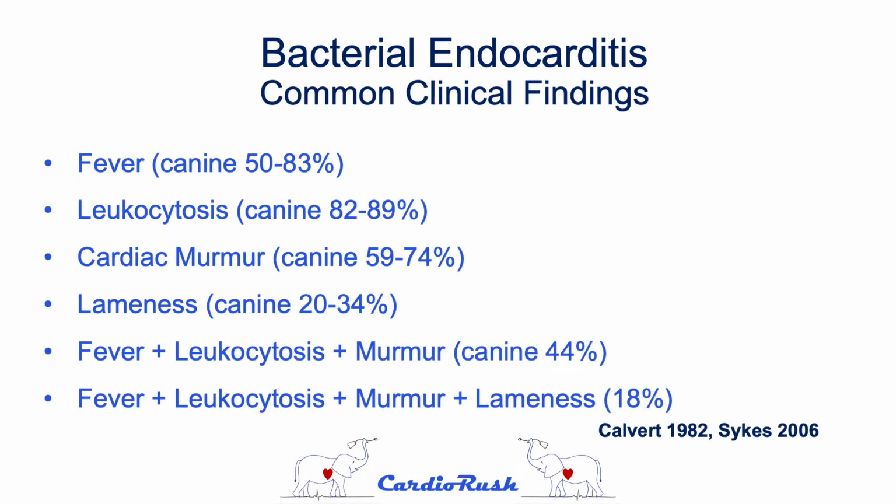Common clinical signs in dogs with bacterial endocarditis can include fever, leukocytosis, cardiac murmur, especially a new cardiac murmur, or lameness, especially a shifting leg lameness. Although if you're hoping to see many of these findings, you might be disappointed. In one case series, the combination of fever plus leukocytosis plus murmur was only present in 44% of dogs affected with bacterial endocarditis. And if you add lameness into it, it appeared that it was only 18% of dogs that had all of the findings of fever, leukocytosis, murmur, and lameness.